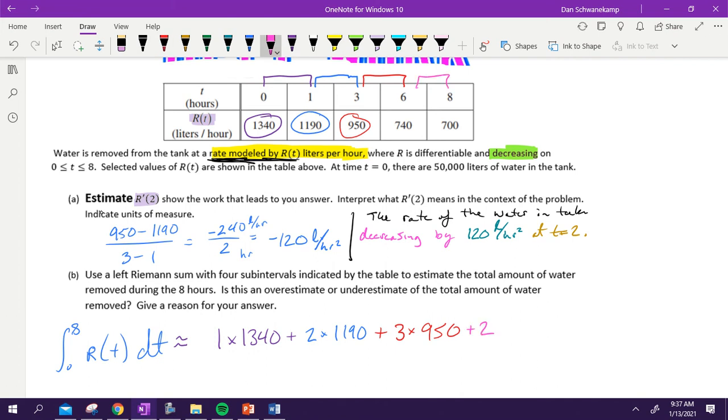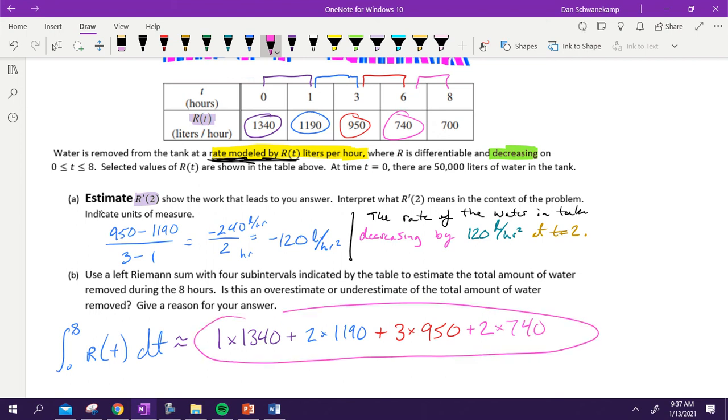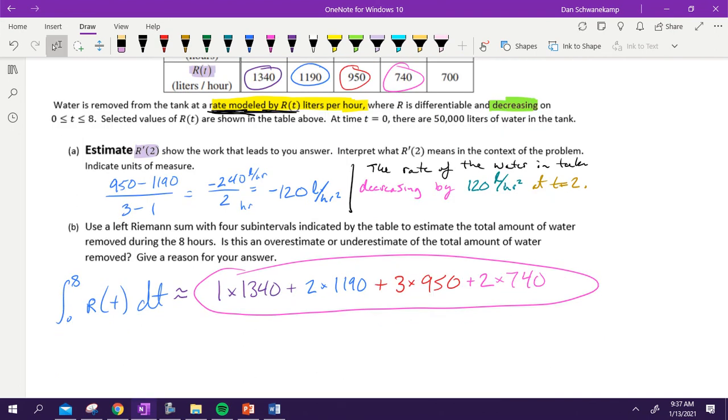2 times 740. Make sure you have the plus signs in there. But if you do, that is my answer. I don't have to do anything else with that problem. That is going to get me the full answer there. That right there is the change in water. We integrated the rate. That is an amount right there. That is how much water is removed from 0 till 8.